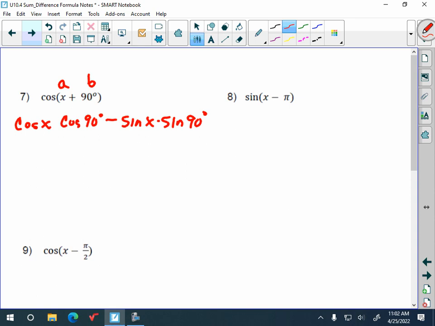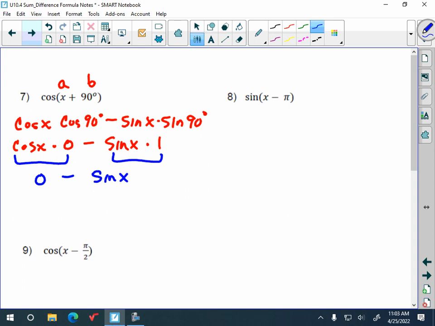So cosine x doesn't simplify, but cosine 90 degrees does. What's cosine of 90 degrees? 0. Minus sine x doesn't simplify. Sine 90 does though. What's sine of 90? 1. Remember PEMDAS, multiplication has to be done first. So cosine x times 0 is 0, minus sine x times 1 is sine x. 0 minus sine x is negative sine x.